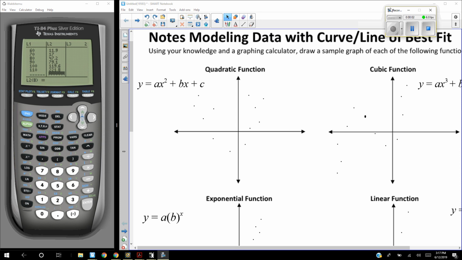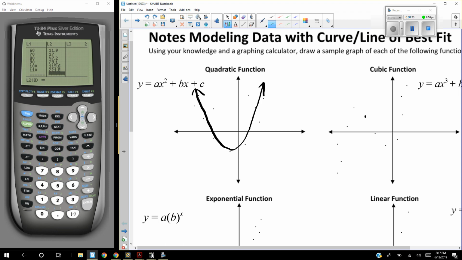All right, so this is the video for modeling data with curve and line of best fit. You can see we have four basic models we're going to be talking about. The first one's the quadratic. There is the standard form of a quadratic. You should know that.